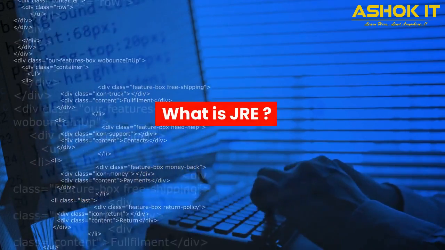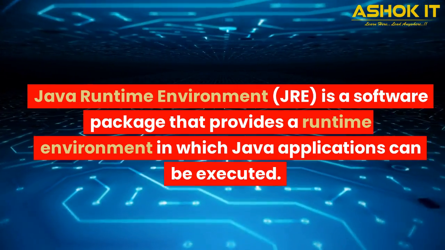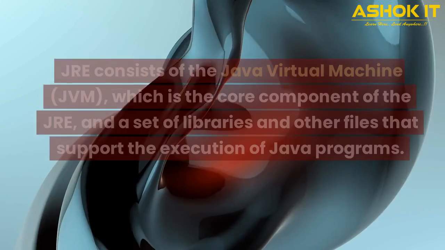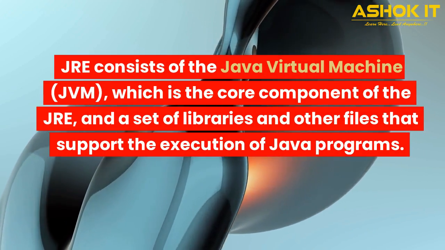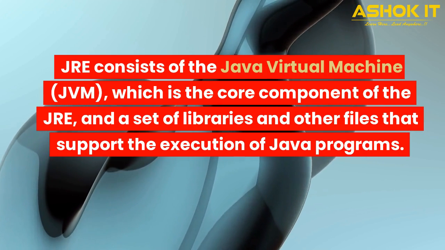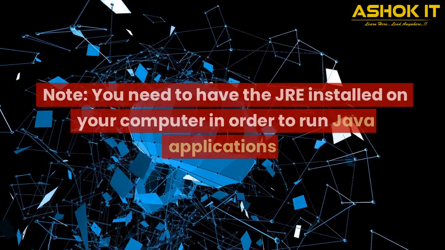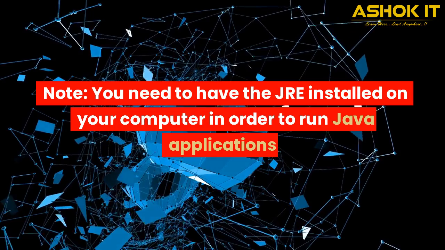What is JRE? Java Runtime Environment (JRE) is a software package that provides a runtime environment in which Java applications can be executed. JRE consists of the Java Virtual Machine (JVM), which is the core component of the JRE, and a set of libraries and other files that support the execution of Java programs. Note: you need to have the JRE installed on your computer in order to run Java applications.